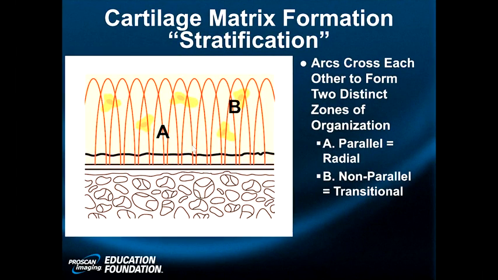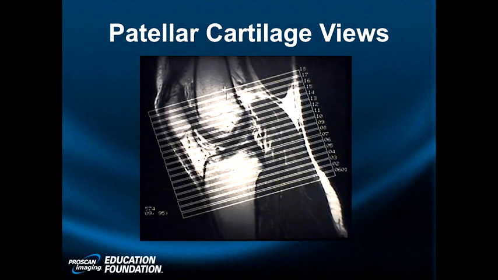So whenever you have this phenomenon of parallelism, the more parallel things are, guess what? That changes signal. That participates in the anisotropic effect. So the parallel areas are radial, darker. The less parallel areas are lighter. That's why you have stratification in the hyaline cartilage.